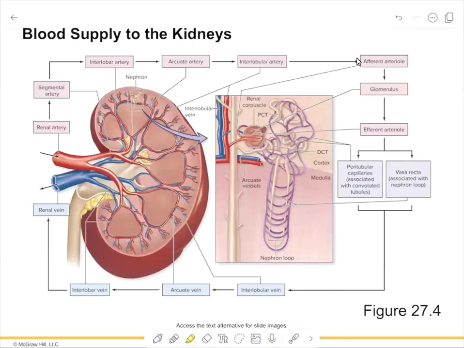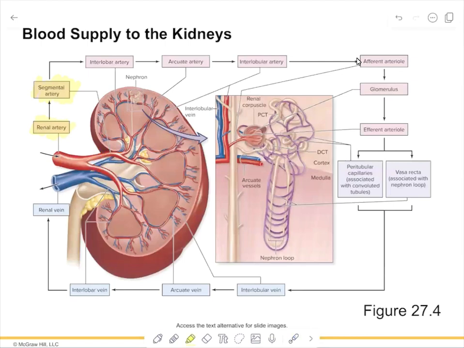This slide is showing the blood supply to the kidney. So we want to first begin with the oxygenated blood, which is coming off of the abdominal aorta. It leads into the renal artery, which you can see shown right here. The renal artery then leads to the segmental artery, which is going to be located a little deeper into the kidney at this area. So renal artery, segmental artery here as well.